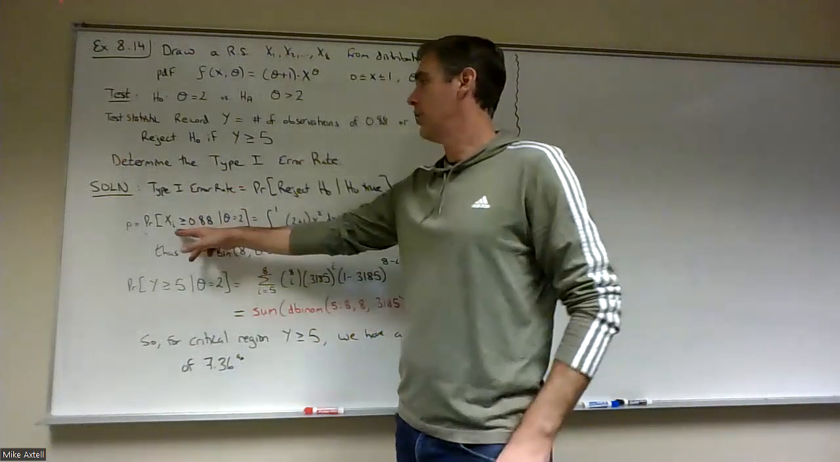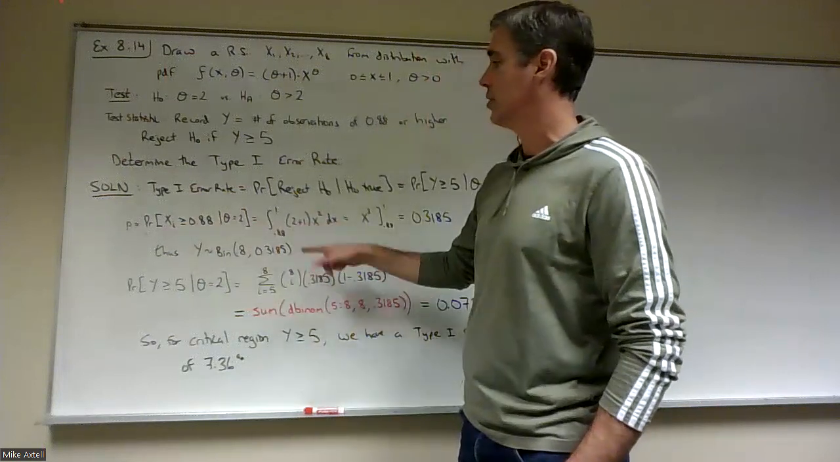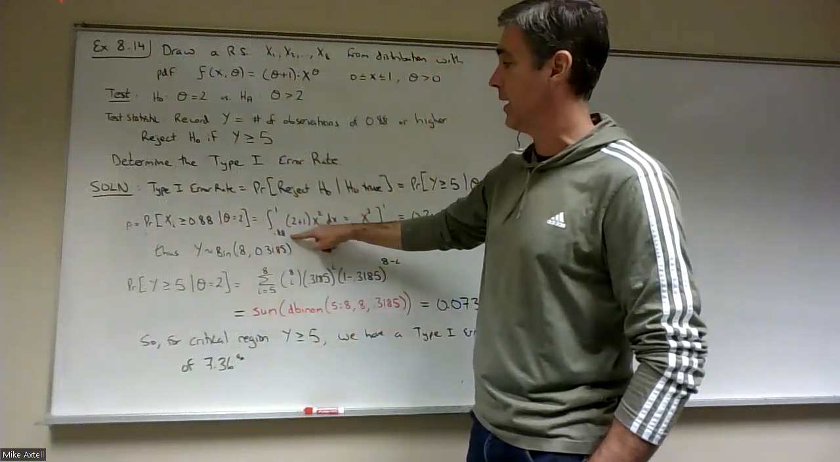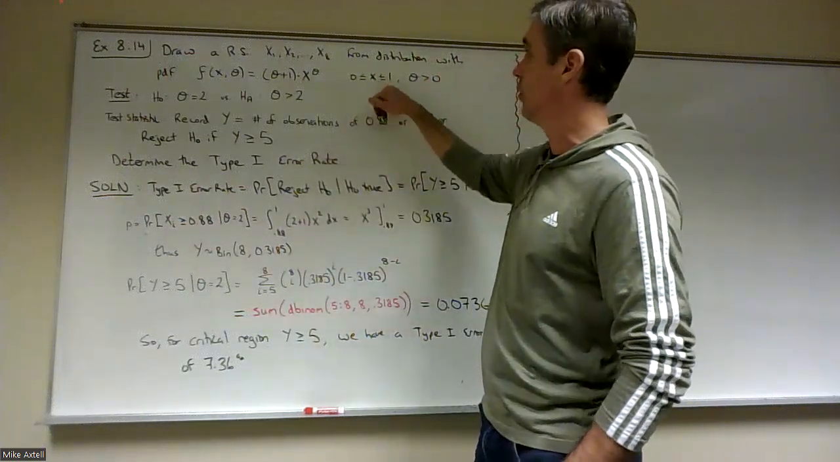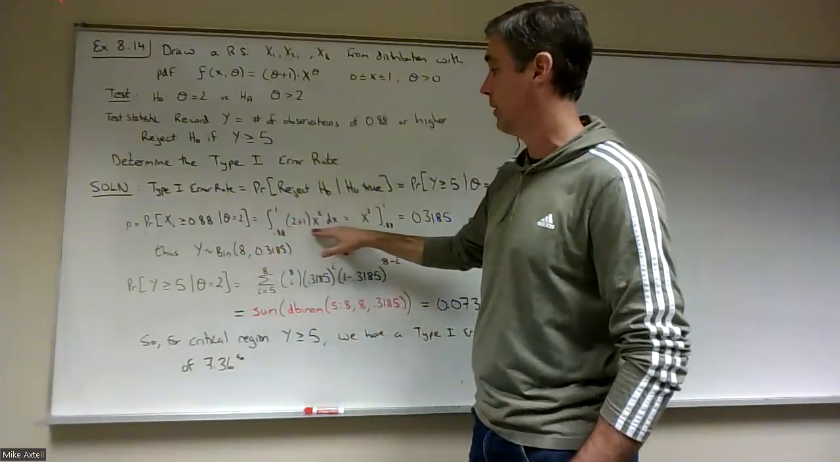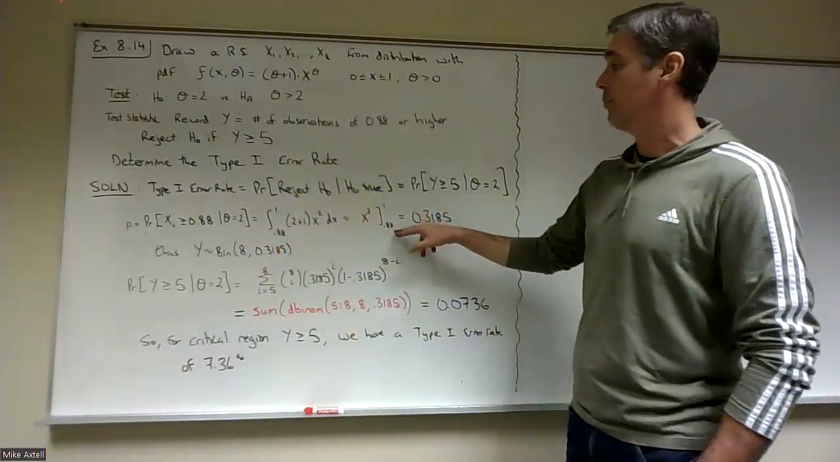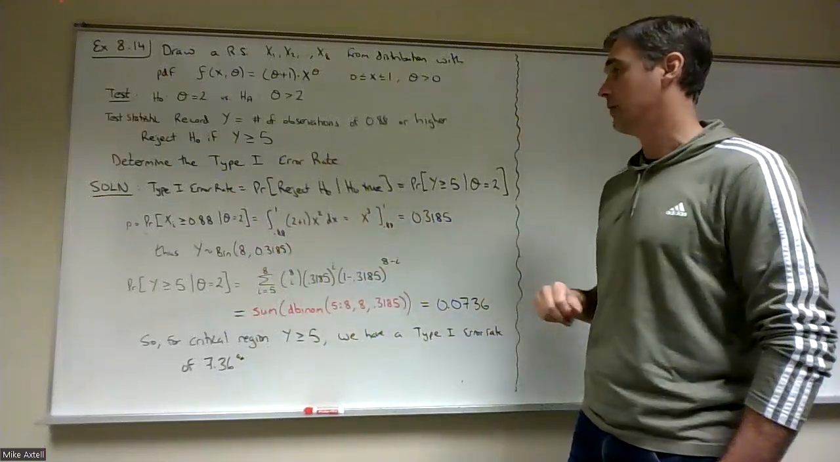All right, well, the probability that X1, or any of the X's, is greater than 0.88, given theta is 2, is the integral from 0.88 to 1, since X goes from 0 to 1. And under theta equals 2, there's my PDF. So I can anti-differentiate it, and I get x cubed from 0.88 to 1, and I get 0.3185.